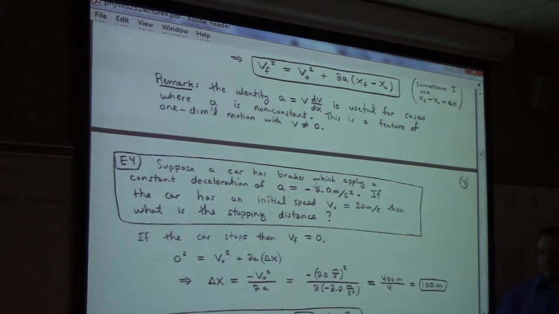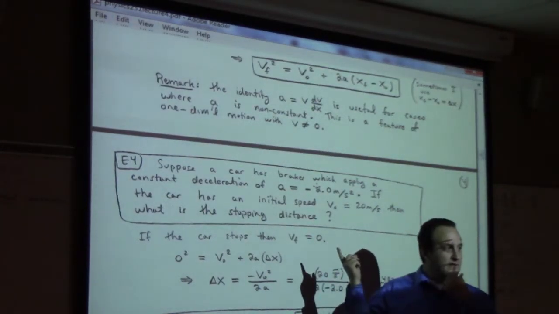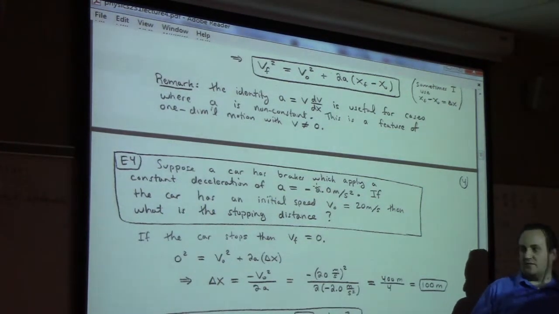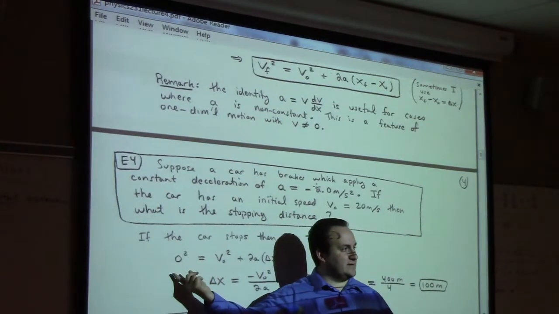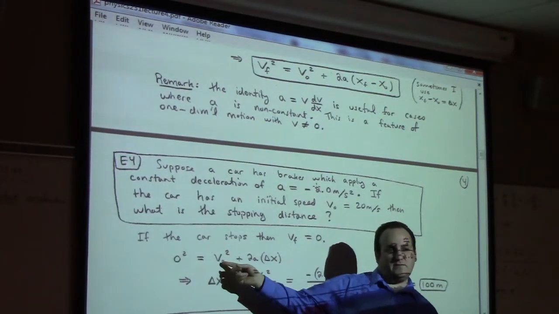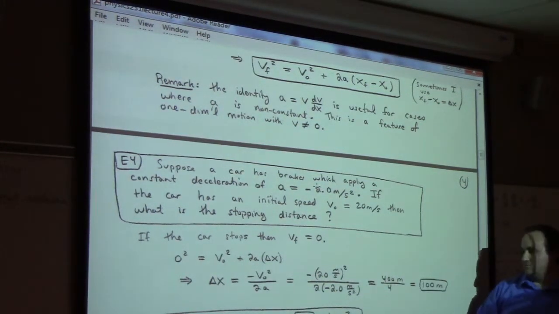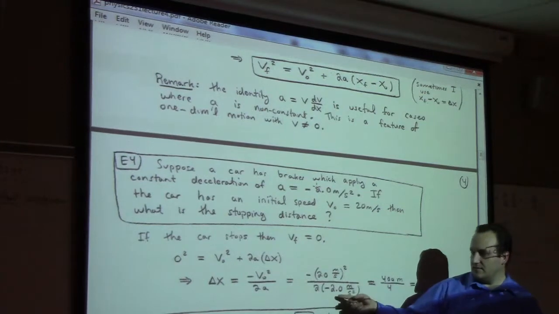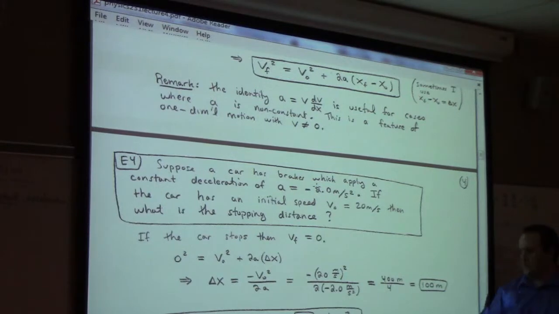Okay, so this is made to order for the timeless equation. I don't care about the time. I know the initial speed, I know the acceleration. The final velocity, since it stopped, is zero. So I can say 0 squared is equal to v naught squared plus 2a delta x. The v naught is 20, and the acceleration is -2. These minuses cancel, giving you a plus 100 meters.